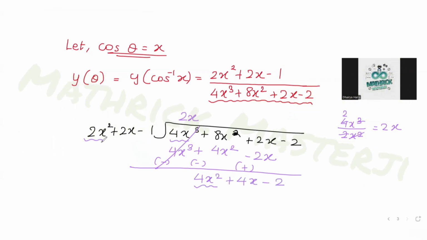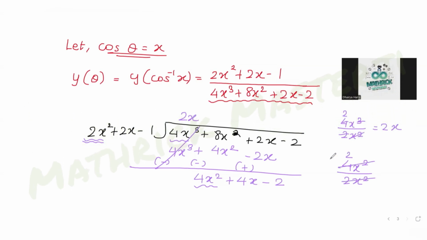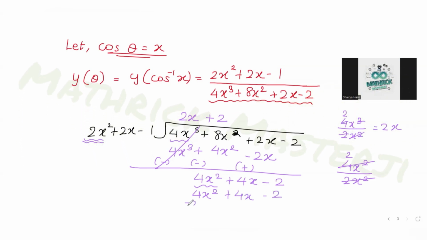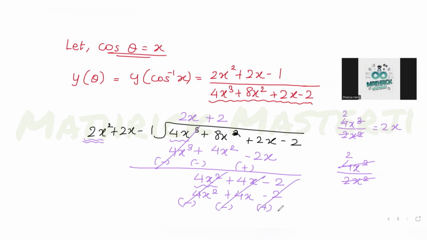Now again, if I divide the first term from here and the first term from here, 4x squared divided by 2x squared cancels and just 2 is left. So plus 2, so 4x squared, then 2 into 2x, so 4x, and plus 2 into minus 1, which is minus 2. Since I'm subtracting this again, I'll cancel all the terms, so nothing is left, it's 0.